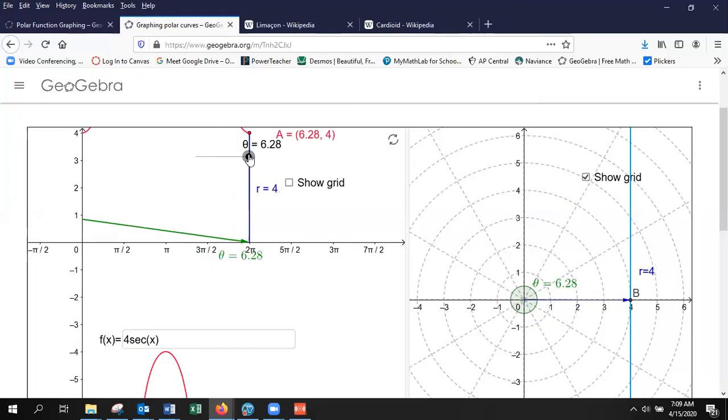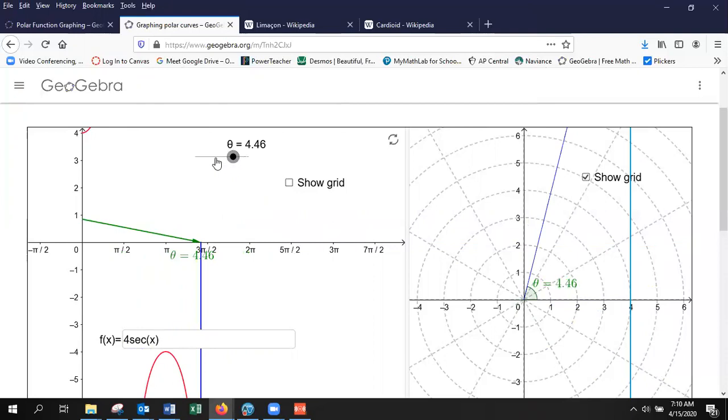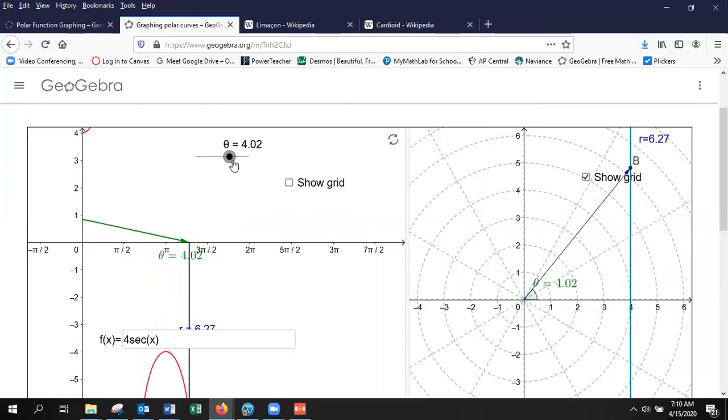And so we create this vertical line. So specifically, this vertical line gets created twice, once from 0 to pi, and then again from pi to 2 pi.